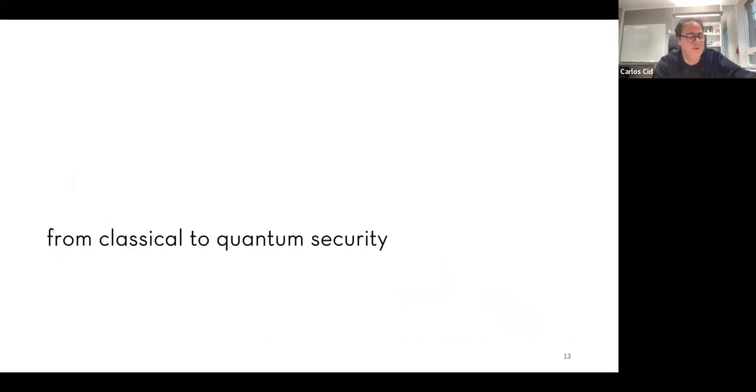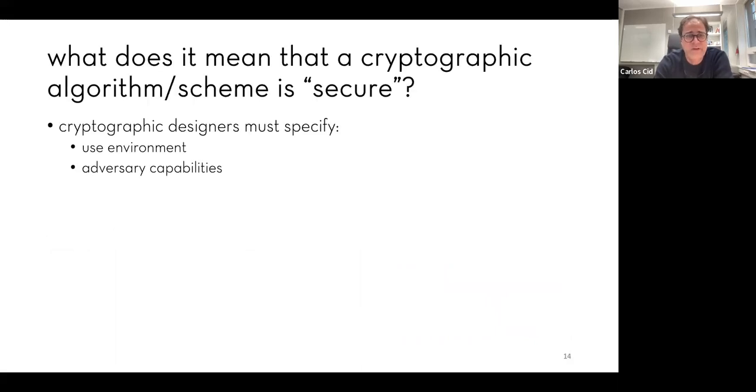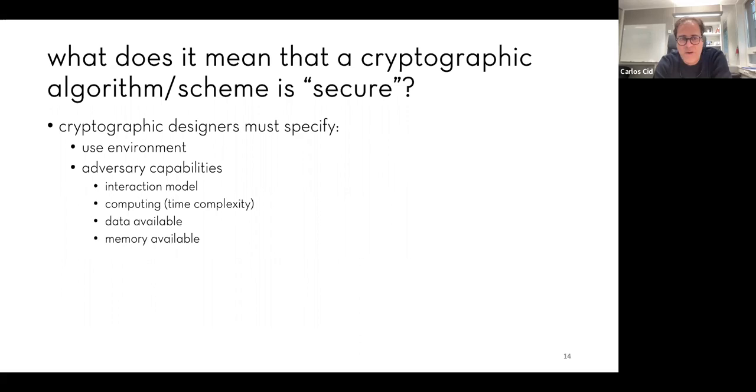So now let's move to the quantum world. So we go from classical to quantum security. The first question here is, what do you mean for an algorithm to be considered secure? When you design an algorithm, you have to define how it's used, the environments, and the adversary capabilities. For example, how the adversary can interact with the algorithm, the computer capabilities, how much data is available, how much memory is available.